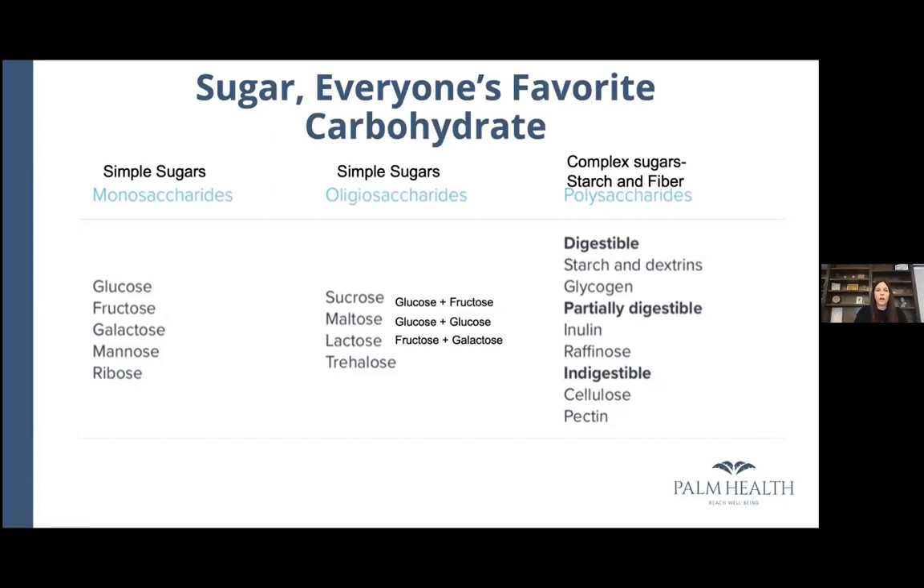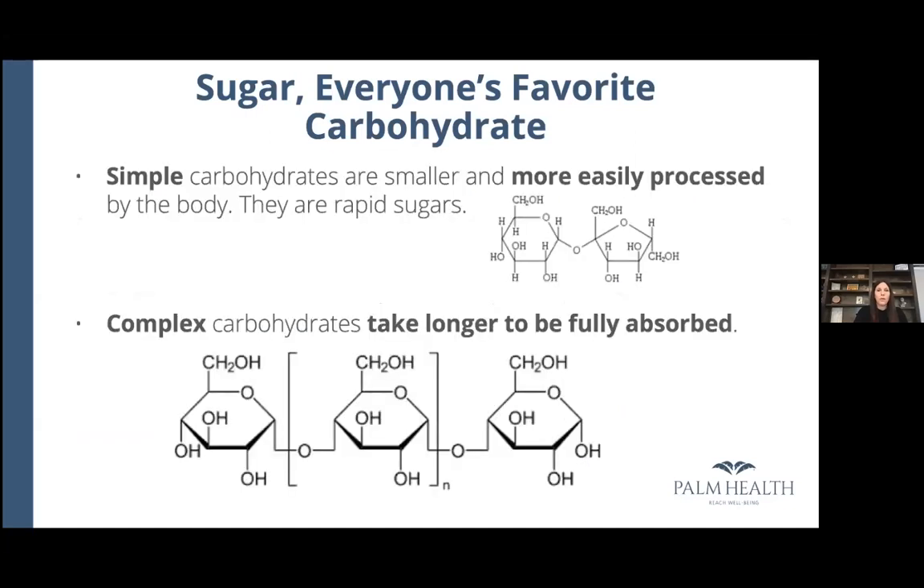So every time we talk in food and nutrition about things like sugars or starch or fiber, all of these are under the category of carbohydrates, and they just differ in their complexity, in how many molecules are joined together. Simple carbohydrates, made of just one or two molecules, are much more easily processed by the body, and they're called our rapid sugars. Complex carbohydrates, our longer chains of sugars, take much longer to be fully absorbed by the body.